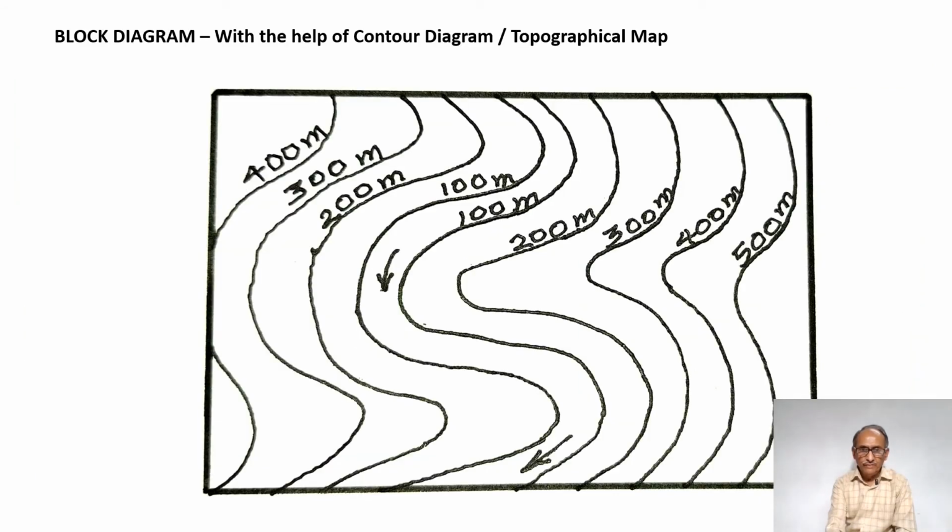Friends, now we are going to see a slightly more complicated method. It's not difficult, only complicated. We can draw a block diagram using a contour diagram, or we can take any extract from the topographical map, I mean the contours, and with the help of those contour lines given in the topographical map, we will see how to create or form a block diagram. It's a very easy method.